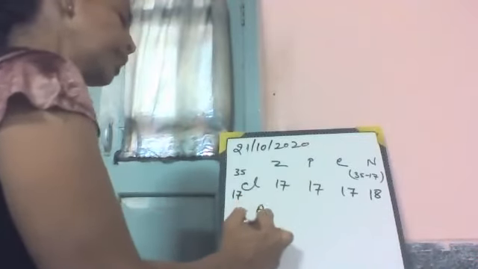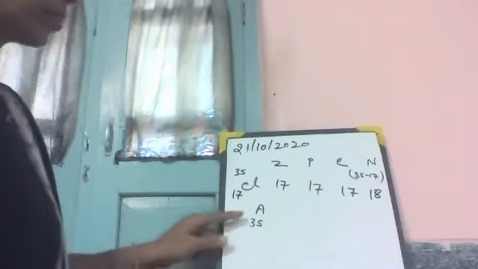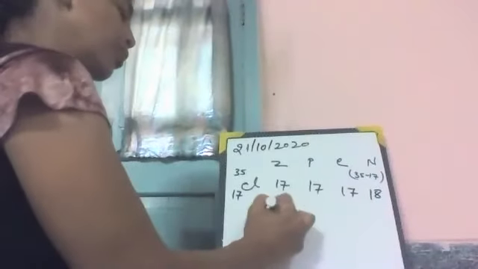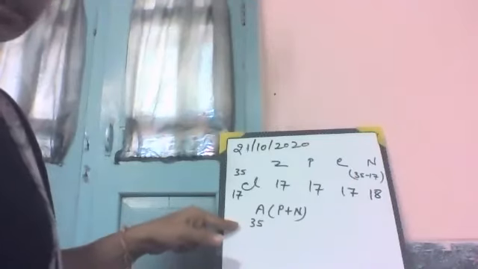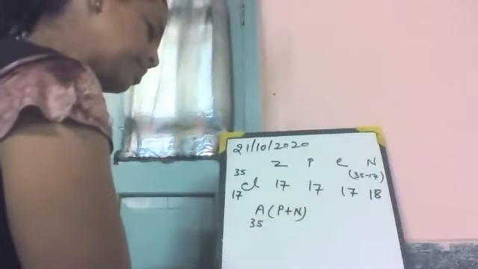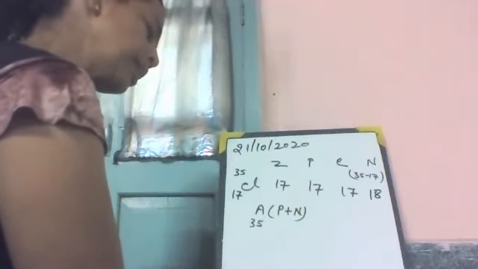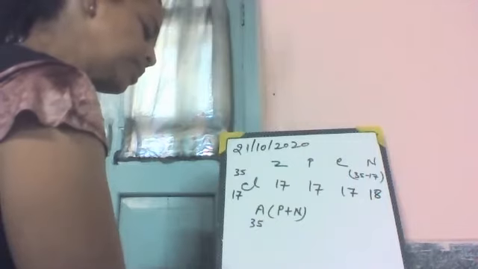And what is the atomic mass? It is 17 plus 18, 35. The number of protons plus the number of neutrons is equal to the atomic mass. Is it clear? Now, in the nucleus, neutrons are 18 and protons are 17.